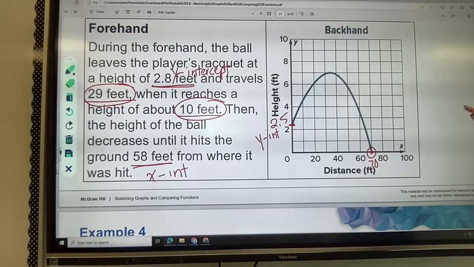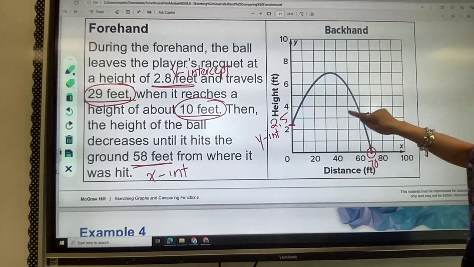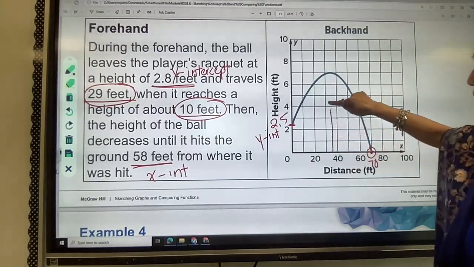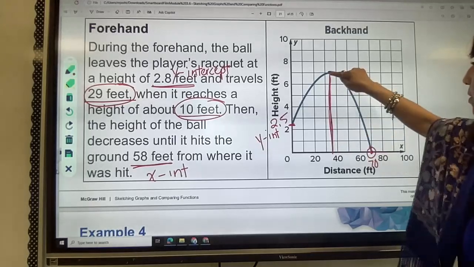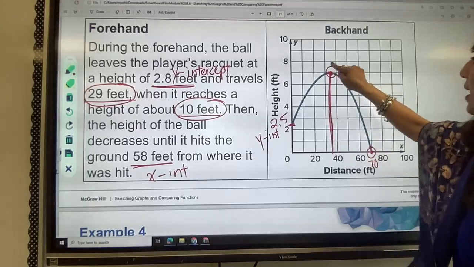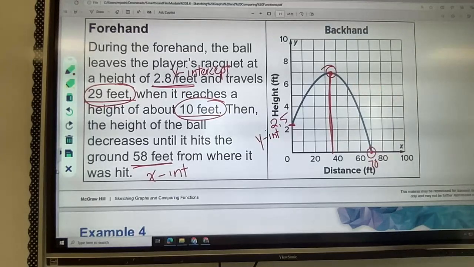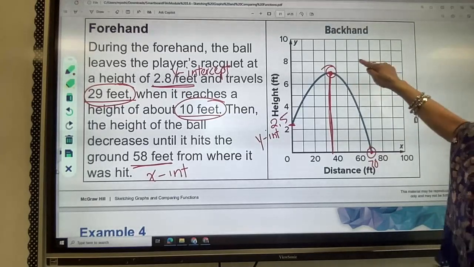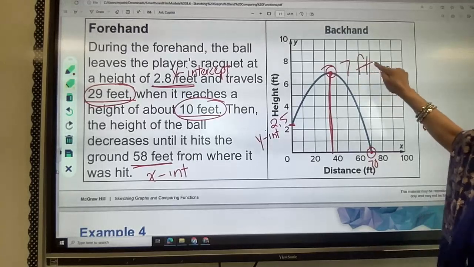And what about this one? When x is 35, what is my maximum height? My maximum height is 7 feet. So this is my extrema.